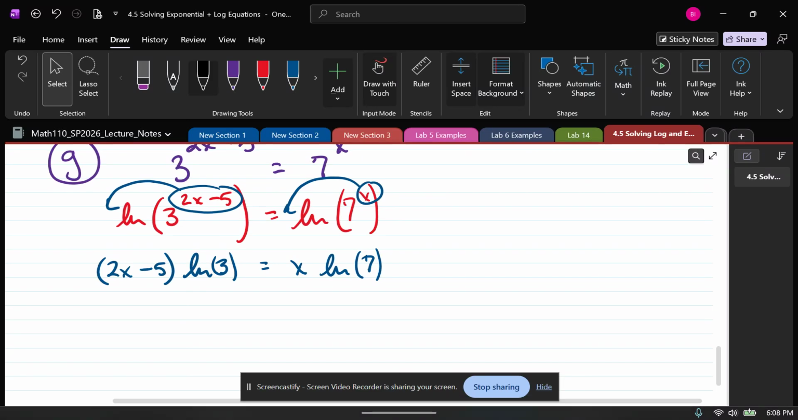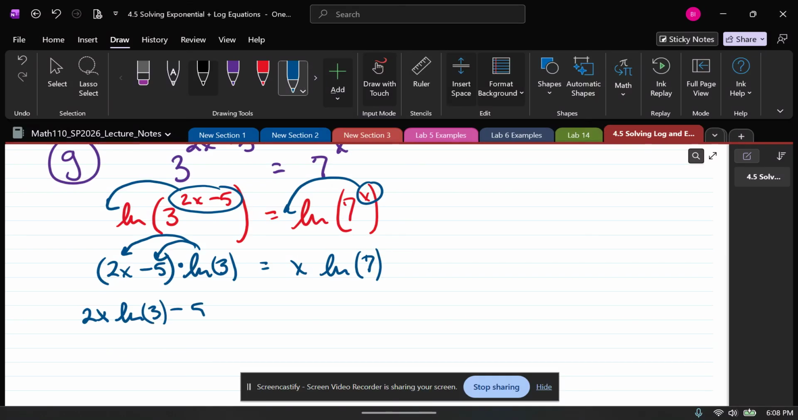Now, here is the weird thing. Because look at the stuff in the front. There's 2 pieces there. On the last problem we only had 1 piece, so we didn't have to do any kind of distributive property or anything. So on this one, this is really natural log of 3 times both of those. So that's really 2x natural log of 3 minus 5 natural log of 3.